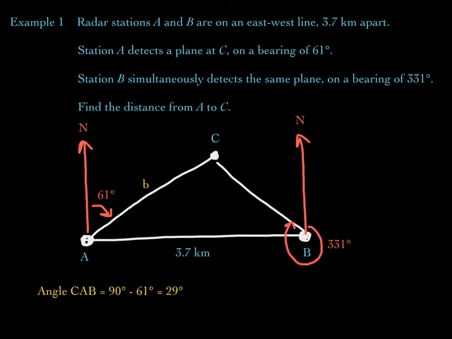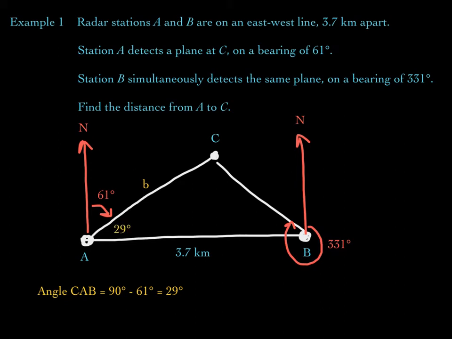So then we can figure that this angle in here, when I subtract 61 degrees from 90 degrees, I end up with 29 degrees. 29 degrees is the complement of 61. 61 plus 29 would be 90 degrees. So this angle inside the triangle must be 29 degrees.